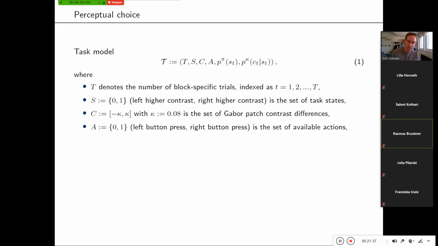And then the task allows the participant to press 2 buttons, namely the left and the right, and these actions are then corresponding to the states. Left higher contrast and left button press are 0, 0. Right higher contrast and right button press are 1, 1. These are the available actions.